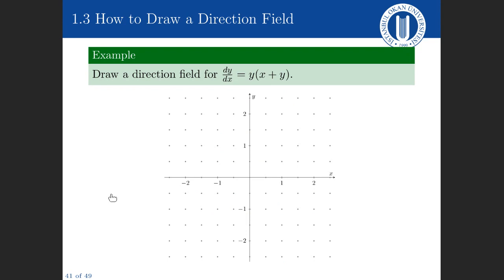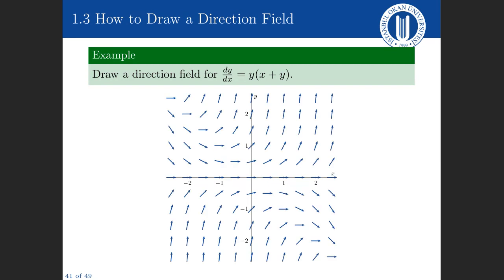Or we might draw a direction field for dy dx is equal to y times (x plus y). If y is equal to 0, then this is going to be equal to 0. So we can guess that there are horizontal arrows all of the way across here. If x plus y is equal to 0, in other words, if y is equal to minus x, then again we're going to get 0 just here. And we expect all of the arrows to be 0. So again, across here, we'd expect slopes of 0. If we use a computer to draw it, it looks like this.